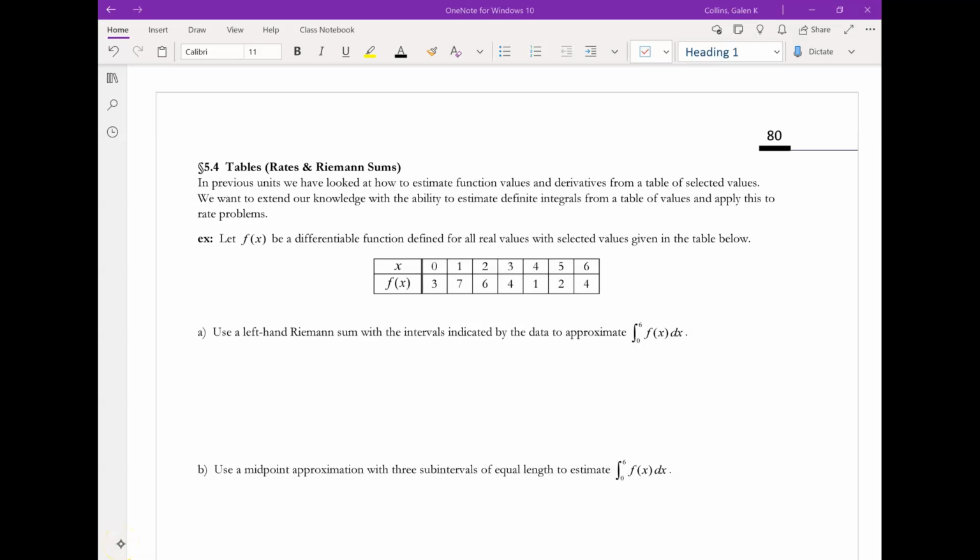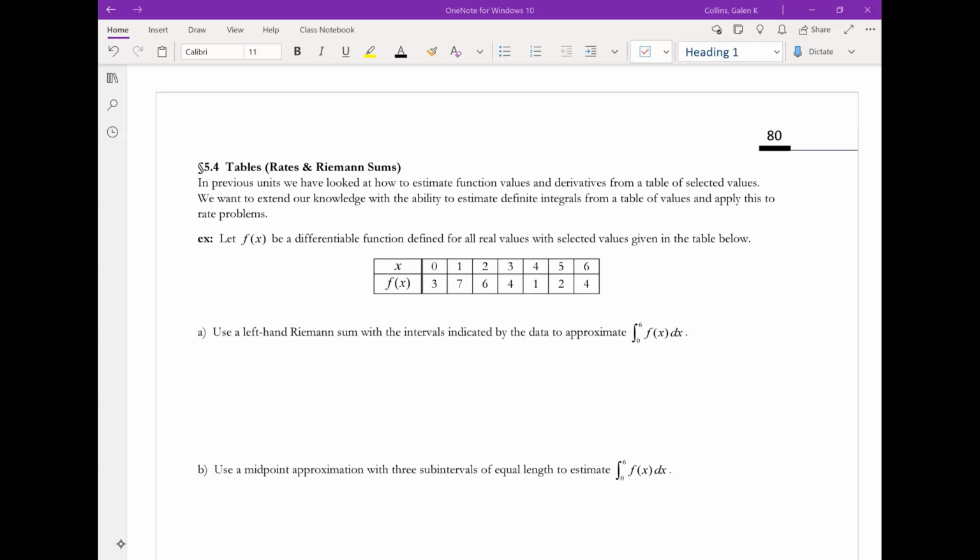In section 5.4, we're not really learning any new content. We're just putting together what we've learned in this unit and in past units in some common themes that we see come up with table problems. So some of this is from Unit 5, some is review, but none of it is brand new in section 5.4.